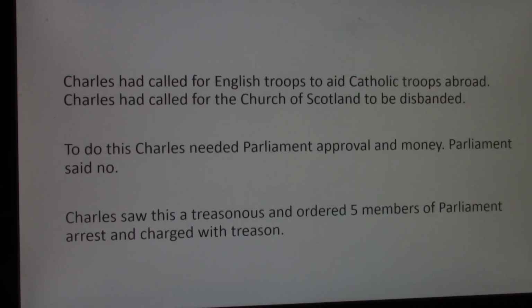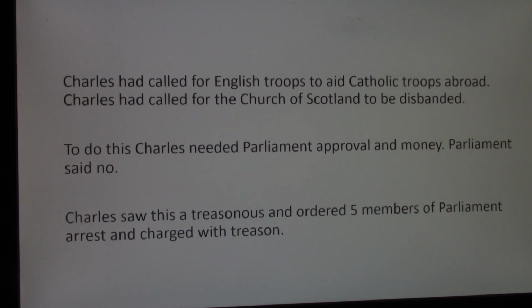Charles I had called for English troops to aid Catholic troops abroad. Charles had called for the Church of Scotland, a Protestant church, to be disbanded and to be replaced by the Catholic faith. To do this, Charles needed Parliament's approval and needed money. Parliament said no. Now, when Charles heard this, he saw this as a treasonous act and ordered 5 members of Parliament to be arrested and charged with treason.